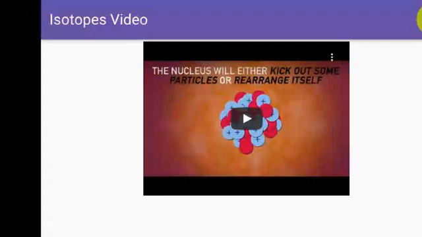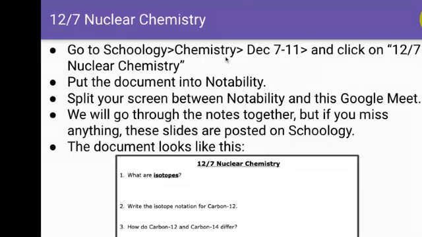Right, so just a little review from last week, just to get our minds back thinking about isotopes and chemistry. So if you would go to Schoology in chemistry class, there's an assignment called 12-7 Nuclear Chemistry. Open that up, and there's a PDF there. Put that into Notability. If you miss a blank or a question, the slides we are going to look at together are posted on Schoology. So you can always open them up. If you miss a word or a definition or the answer to something, it will probably be on the slides, which are posted.